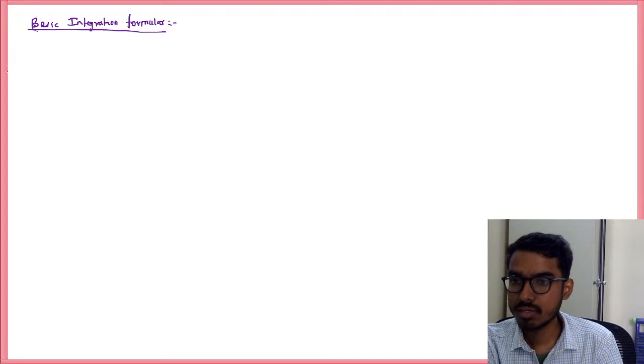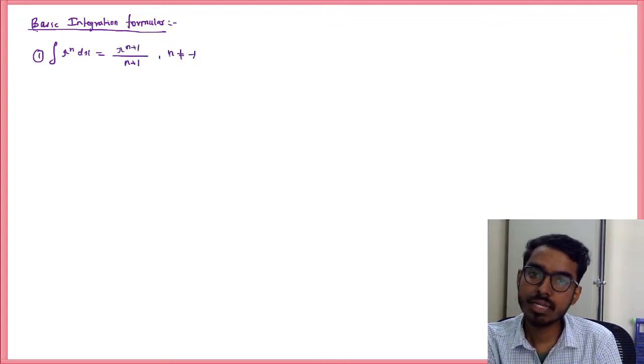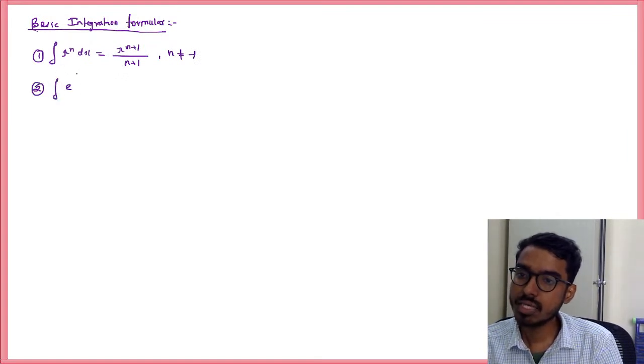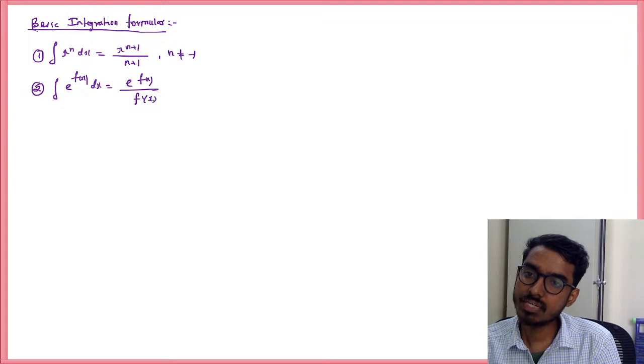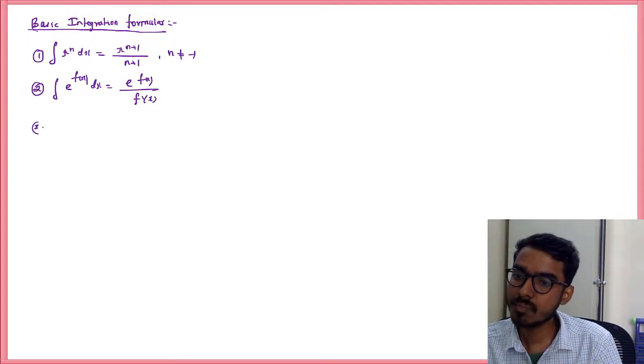Very, very important all. First is integration of x power n dx will be x power n plus 1 by n plus 1, n not equal to minus 1. Integration of e power f of x dx will be e power f of x divided by f dash of x, right? So in differentiation, we multiply. Here we write it as division.